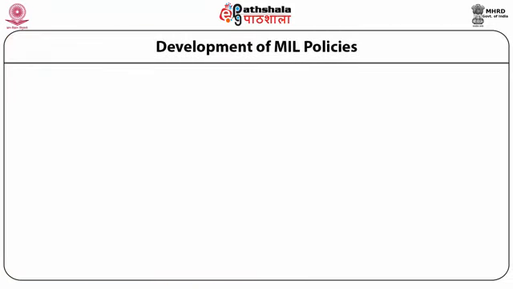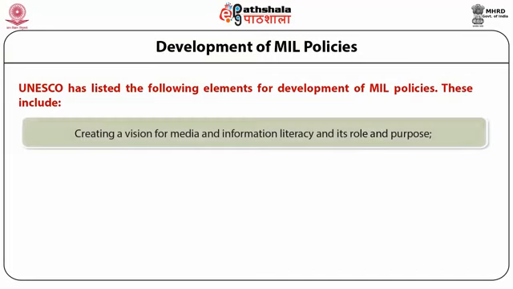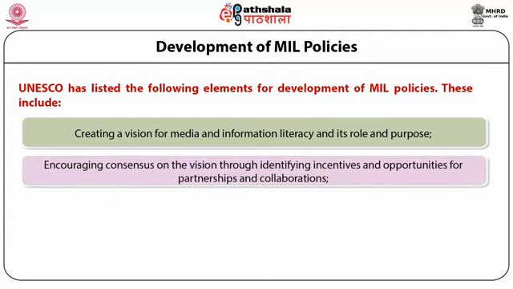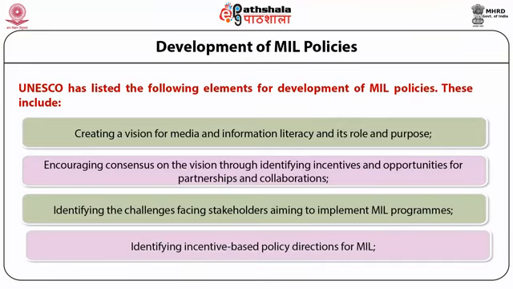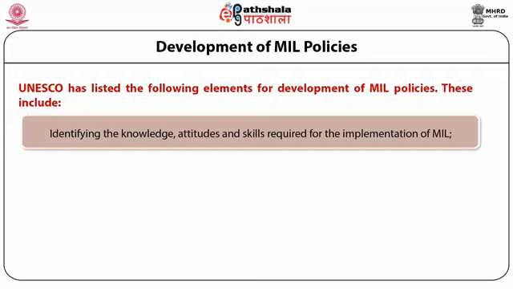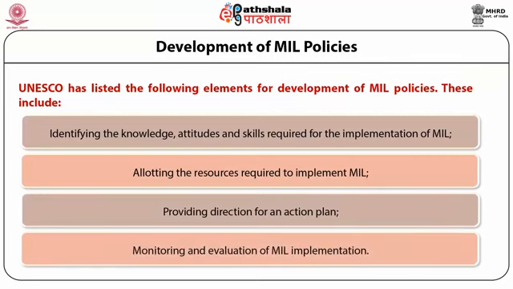Now, when we are talking about the development of MIL policy, UNESCO has listed the following elements, and these include creating a vision for media and information literacy and its role and purpose, encouraging consensus on the vision through identifying incentives and opportunities for partnerships and collaborations, identifying the challenges facing stakeholders aiming to implement MIL programs, identifying incentive-based policy directions for MIL, identifying the knowledge, attitudes and skills required for the implementation of MIL, allotting the resources required to implement this, and providing direction for an action plan and monitoring and evaluation of MIL implementation.